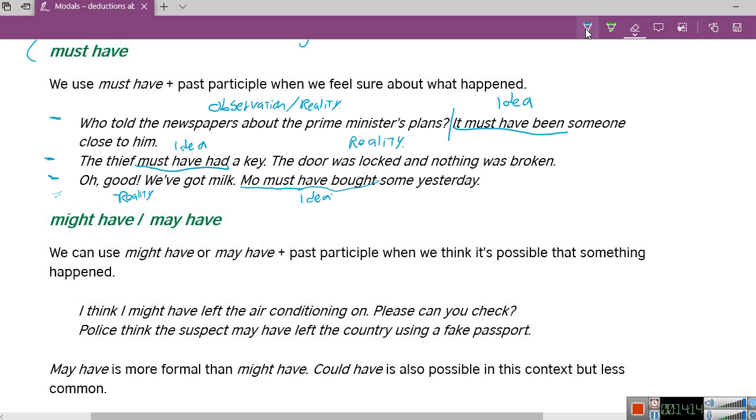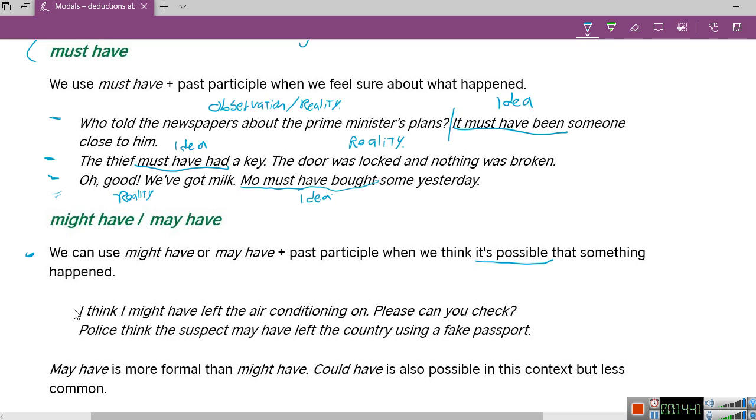So this goes in contrast to must. We can use might have or may have plus past participle when we think it's possible that something happened. Notice how I say it's possible. So we're not as sure it's gonna happen, or it happened in this case because we're talking about past actions.